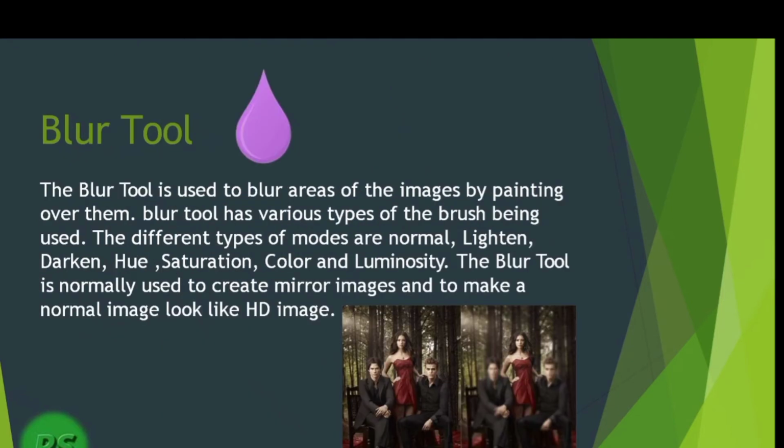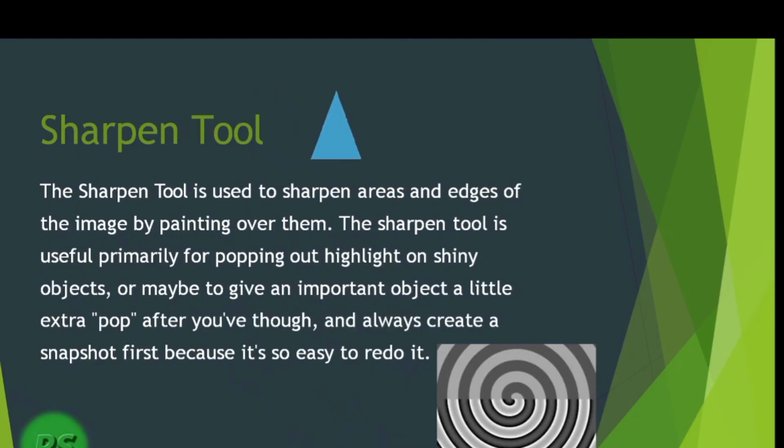Now the next tool is the blur tool. The blur tool is used to blur areas of the image by painting over them. Means if we want to create a blurred area, then we will use the blur tool by painting. The blur tool has various types of brushes. The different modes are normal, lighten, darken, hue, saturation, color, and luminosity. The blur tool is normally used to create a mirror image, when we want to create a duplicate image, just like a mirror image. Okay, the next is the sharpen tool.